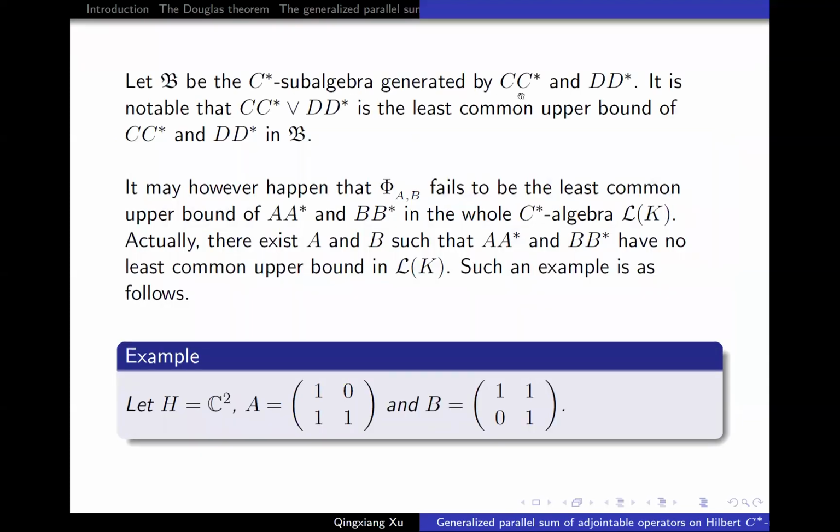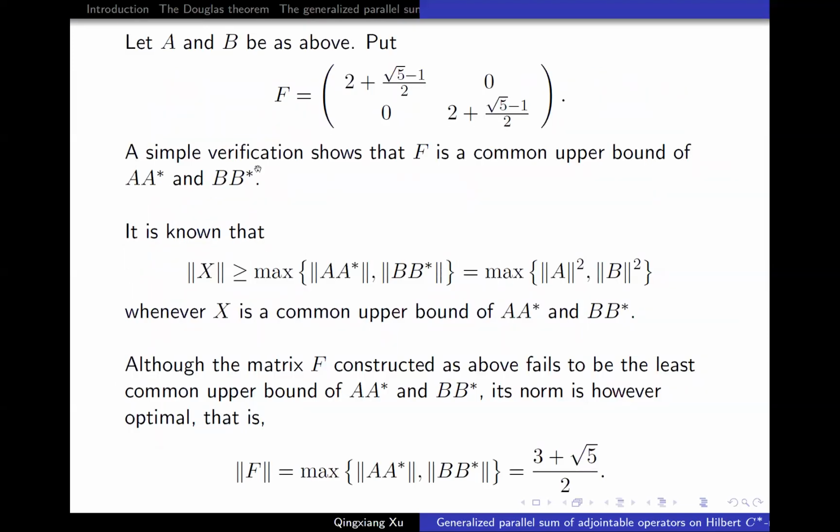Of course, this one maybe only lies in the smaller C*-algebra. It's not in the whole C*-algebra. And I want to say something. Just skip, okay? Things seem to be very complicated. For example, even in the case of H equals C squared, there are two matrices A and B such that AA* and BB* have no least common bound. We can show this, okay? Just move on.